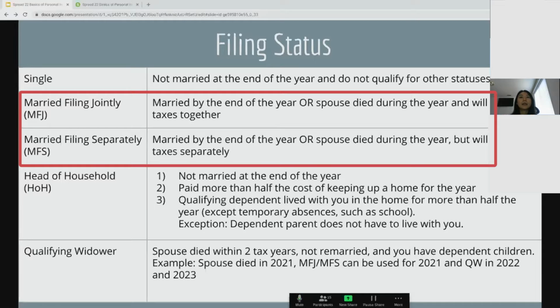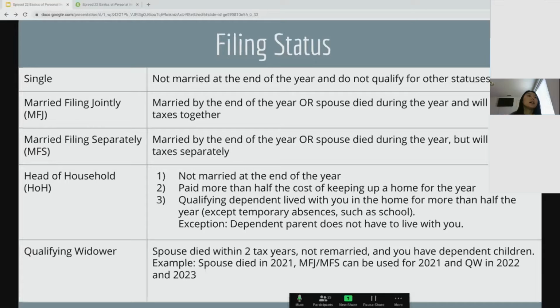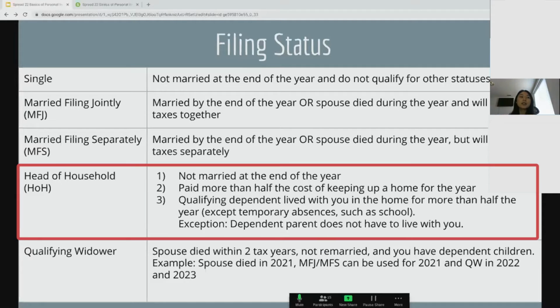But after that, you'd have to use a different filing status. The next filing status is head of household. And this one's a little trickier because there's a lot of components that make up what it means to be a head of household. So the conditions, at a high level: you can't be married at the end of the year.